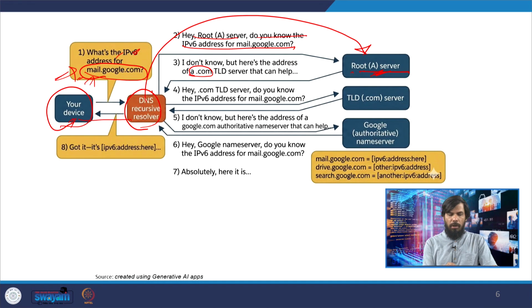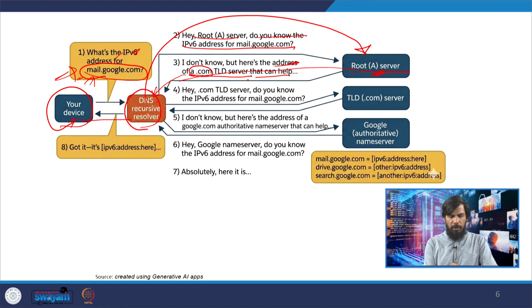So, it will give an address of a .com TLD server, right. So, it will send back that information of the .com TLD server back to the DNS resolver. Now, the DNS resolver has another server to contact to get the IPv6 address for mail.google.com. So, this is what it will do.